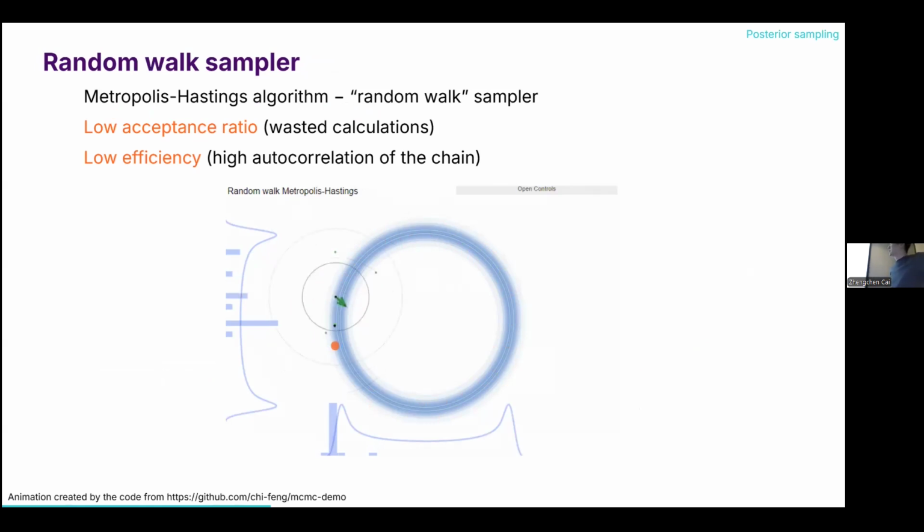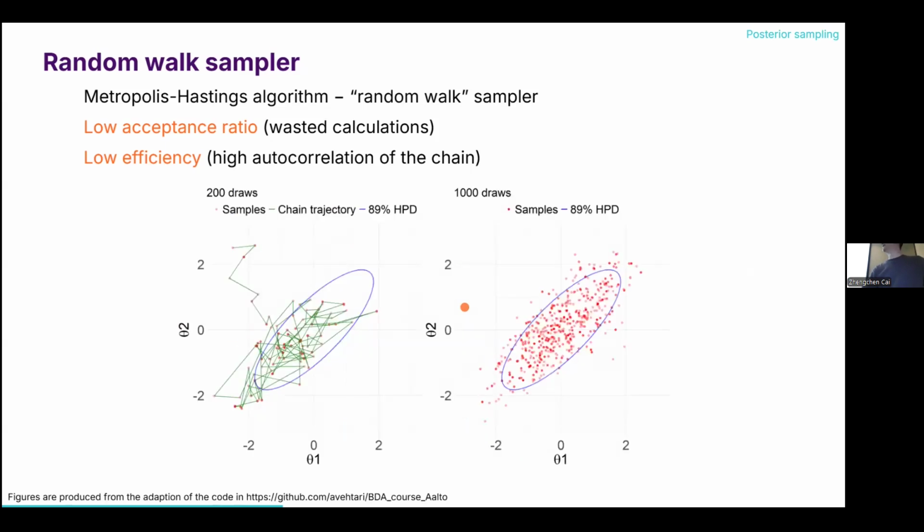I make a proposal, I reject it. So most of them are rejected because it's quite difficult to stay in the typical set. It will go to this white area and the density is low, so it will decide to stay here, right? So in this case, it will be even lower efficiency and a lower acceptance rate. And this is another example.